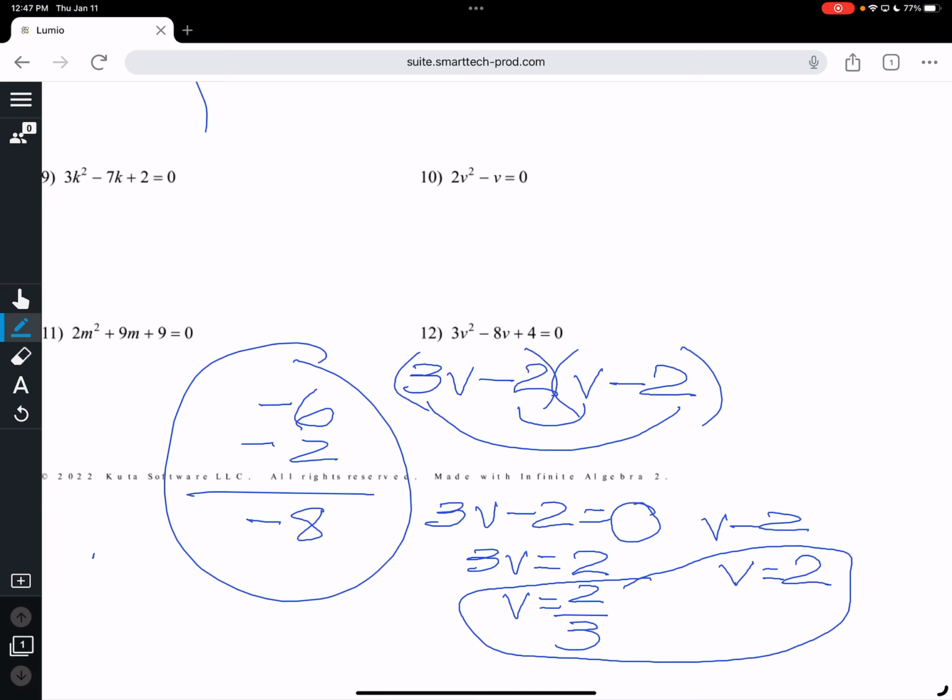Then that's the negative 8. Then this, we take each factor, 3v minus 2, and make it equal 0. And then the v minus 2, I didn't put it equal 0. And then when we solve for this, we get v equals 2/3. And when we solve for v minus 2, it gives us 2. So the solution is v is 2/3 as well as 2.